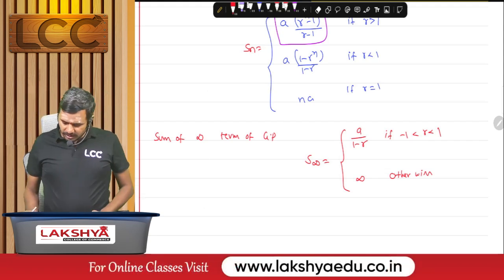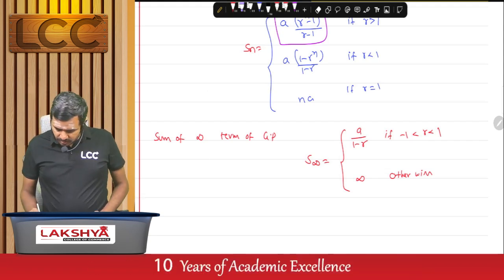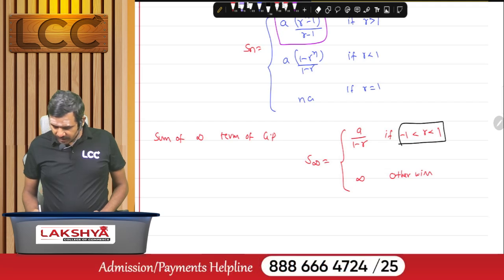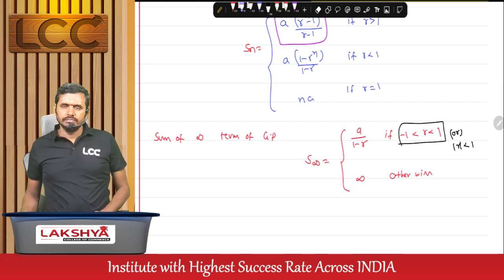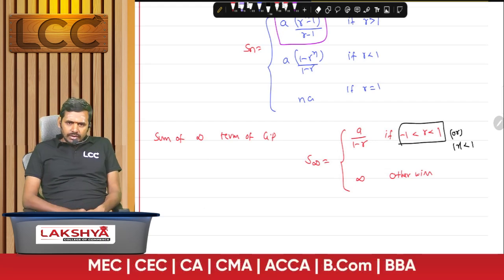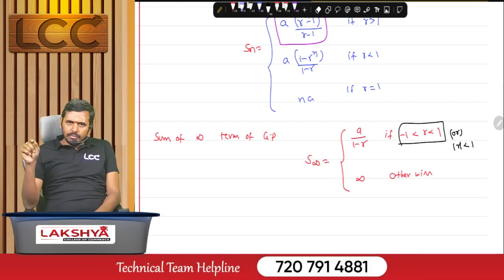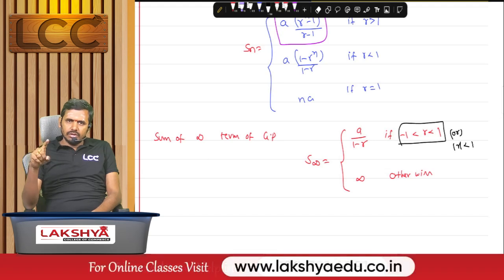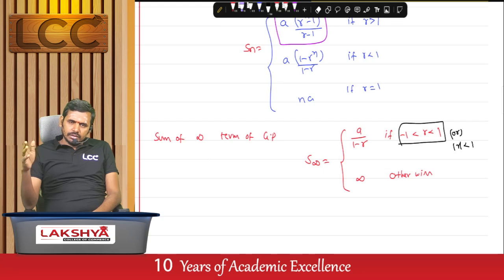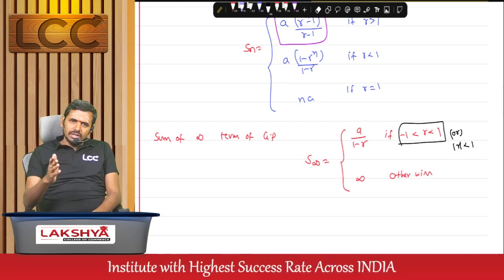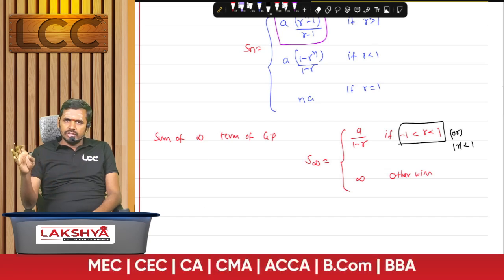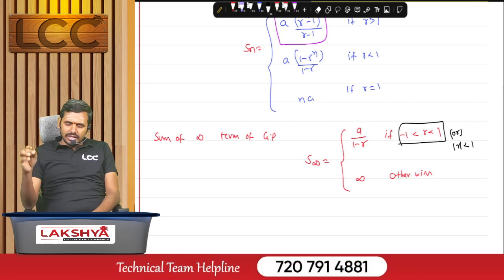This can also be written as minus 1 less than r less than plus 1, or as mod r less than 1. The important condition for the sum of infinite terms: the sum of infinite terms of GP exists only if the r value lies between minus 1 and plus 1. Otherwise it is infinity. Suppose r is more than or equal to 1, or r is less than or equal to minus 1, then the sum of infinite terms of GP does not exist.